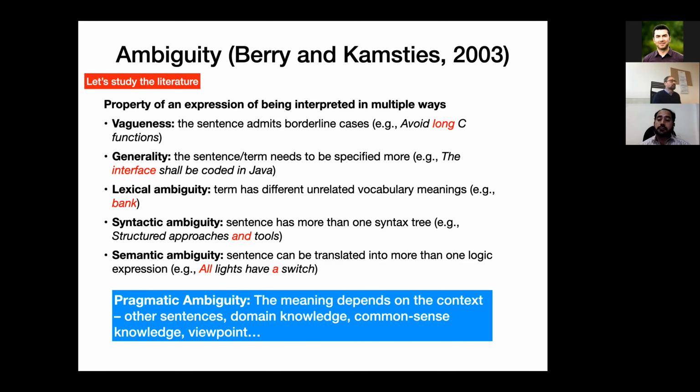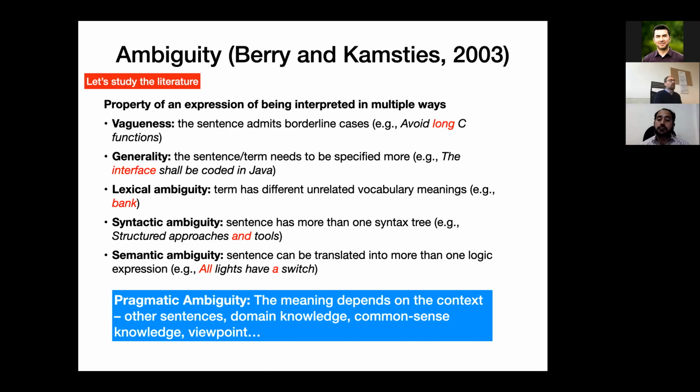Or generality, for example, when the sentence or term needs to be specified more. For example, the interface should be coded in Java. You don't know whether it's the user interface or the interface of the function. Okay, so you need to specify it more. There are several classes, and the most complex class is pragmatic ambiguity. Pragmatic ambiguity, the definition is here, is the ambiguity that occurs when the meaning depends on the context. So the context is given by other sentences, domain knowledge, common sense knowledge, the viewpoint of the reader, so several aspects.